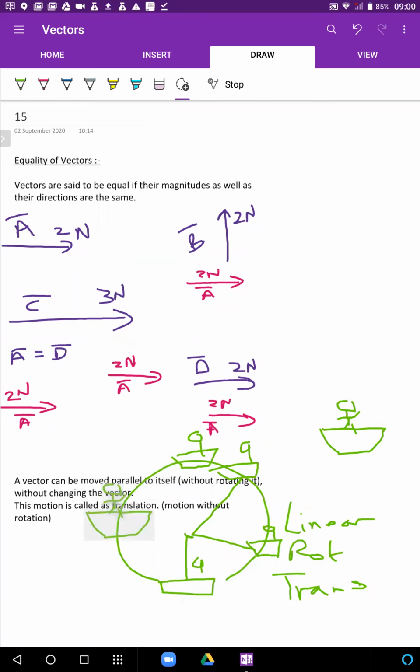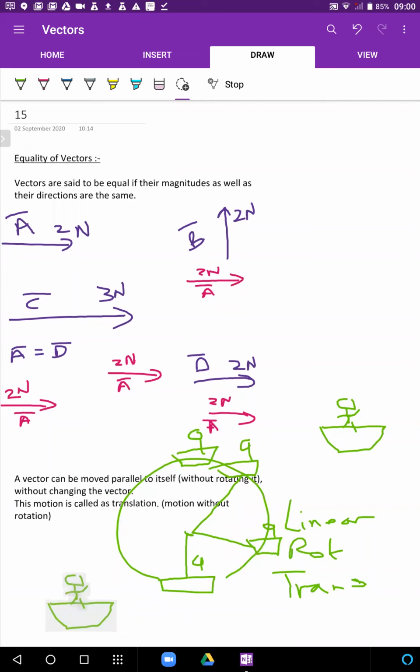Because what is up stays up, what is down stays down. There is no rotating like a clock. I mean, there's no change in orientation. That's the best word. There's no change in orientation. Okay? What's up stays up. So that is translation. So get this in your head.